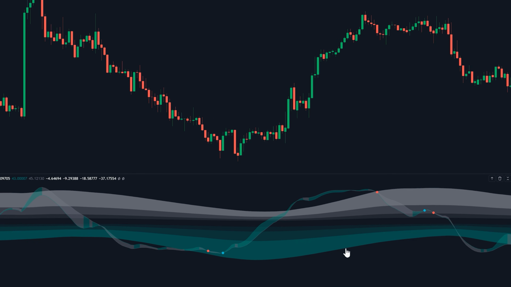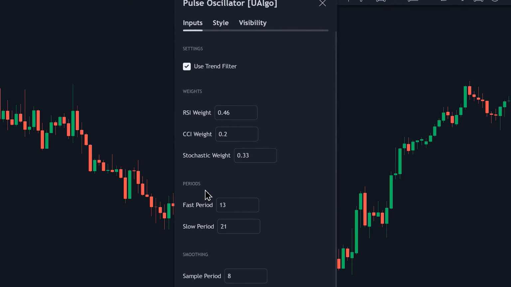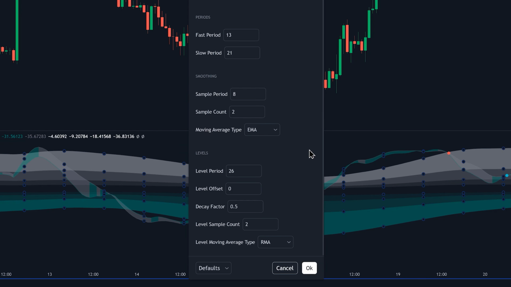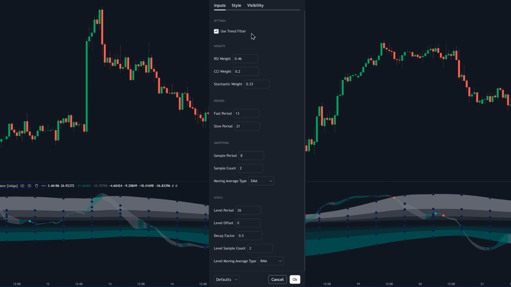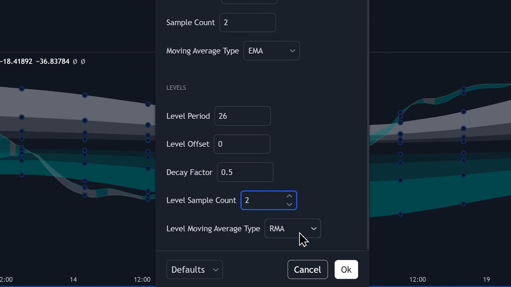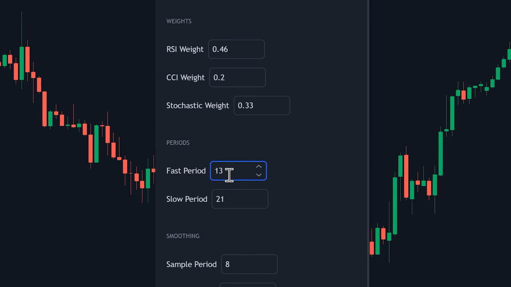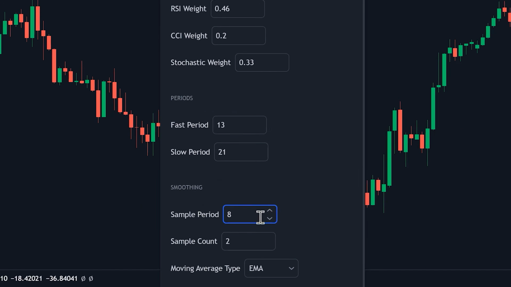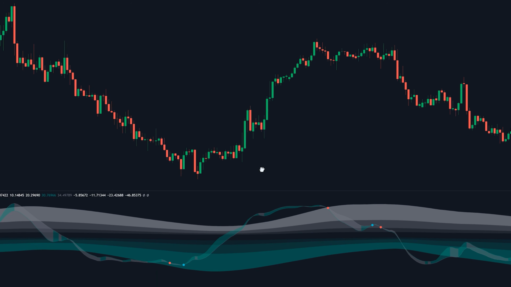Now, looking at the settings of this indicator, you will notice there's going to be several customizable options. Most importantly, it allows us to change the individual weights of the RSI, the CCI, and the stochastic indicators. You can adjust these weights to emphasize one indicator over the others based on your trading strategy. You can also change the periods, the smoothing techniques, and the levels to fine-tune the indicator to your trading style. For example, you might increase the RSI period for a longer-term view or adjust the smoothing method to filter out more noise. However, for this video, I'm going to leave all the settings to their default values to keep things straightforward. Now, let's explore how we can use the Pulse Oscillator to trade on its own.